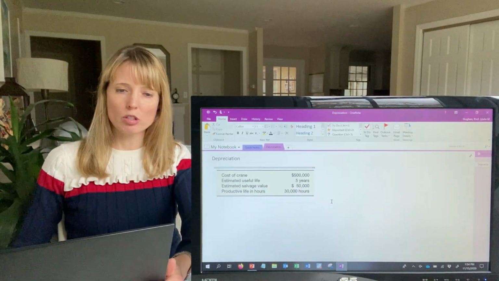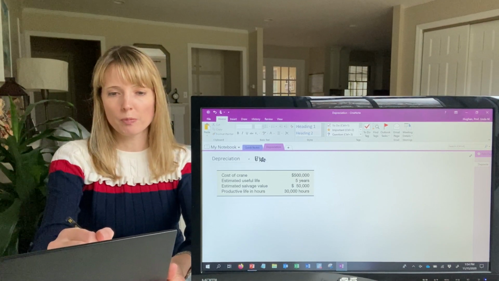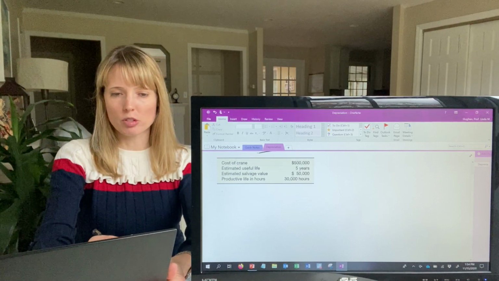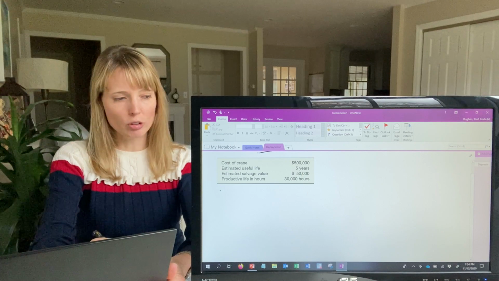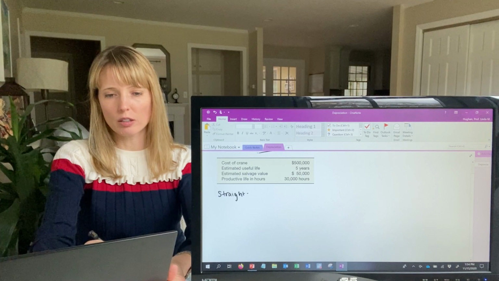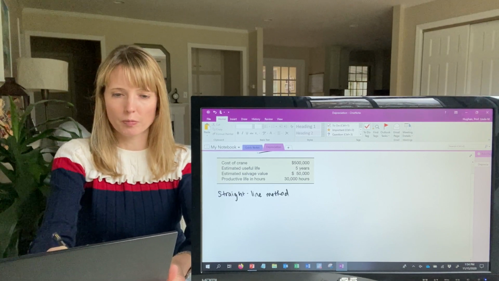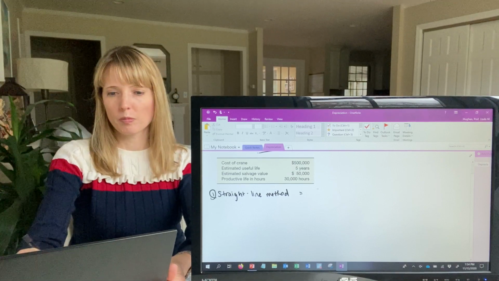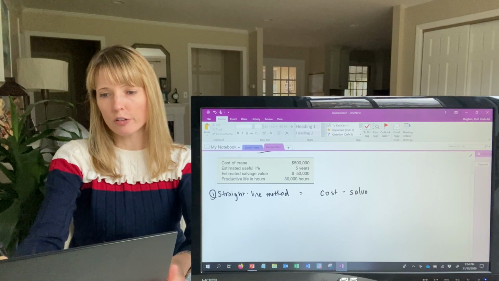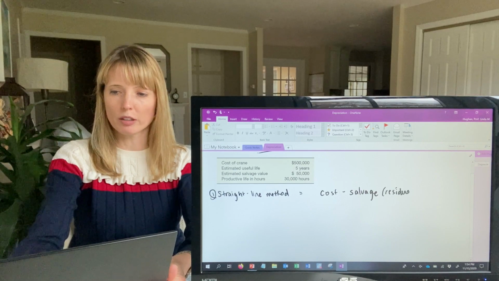Let's take down some notes. So when we're going into the straight line method, here is our first example. The straight line method is the most logical method, where we simply take the depreciable base, or the asset's cost minus its salvage value. Salvage value is also sometimes referred to as a residual value.